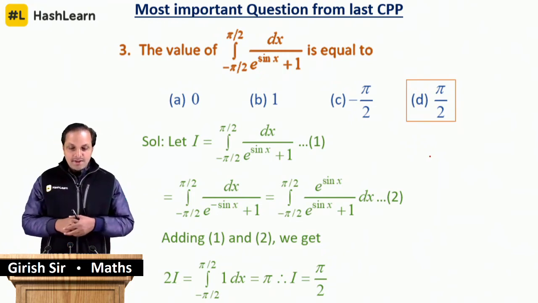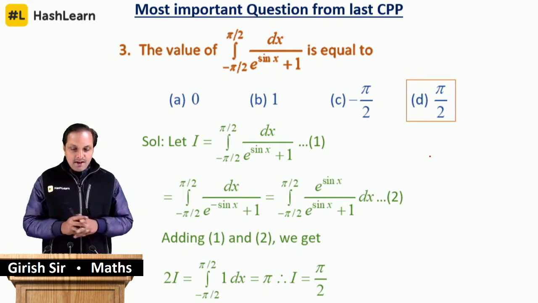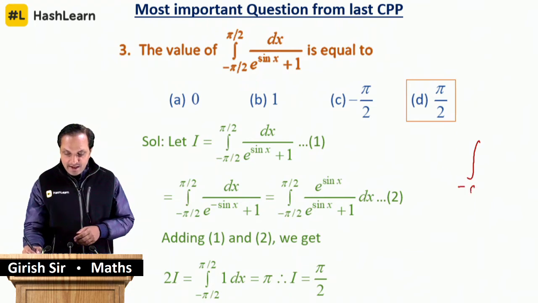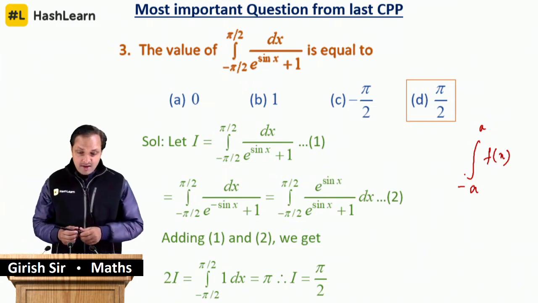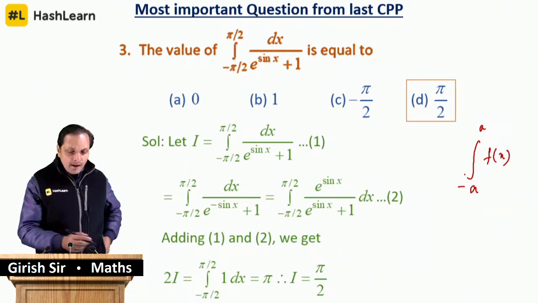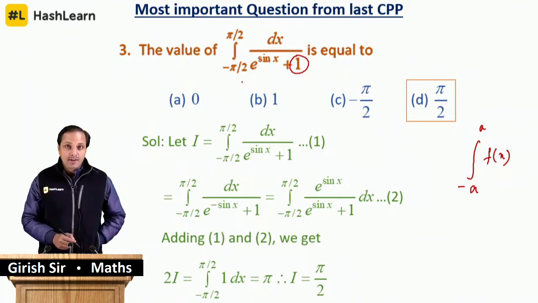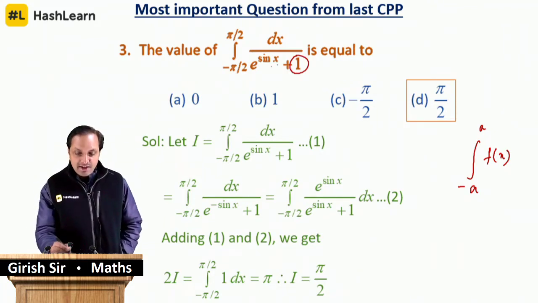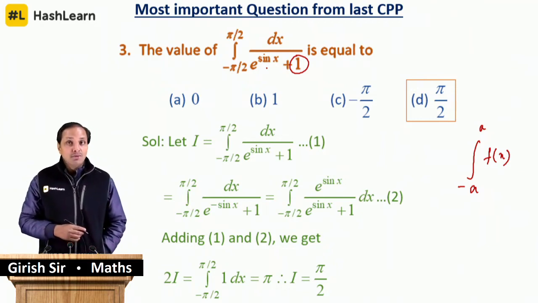So how to evaluate this? See, I have discussed the concept in the last class. Whenever you have the limit from minus a to plus a, you need to check whether the function is even or odd. So what is happening here? It is 1 divided by e to the power sin x, and this plus 1 extra is there, so you cannot say directly the answer is 0. So what do you need to do here?